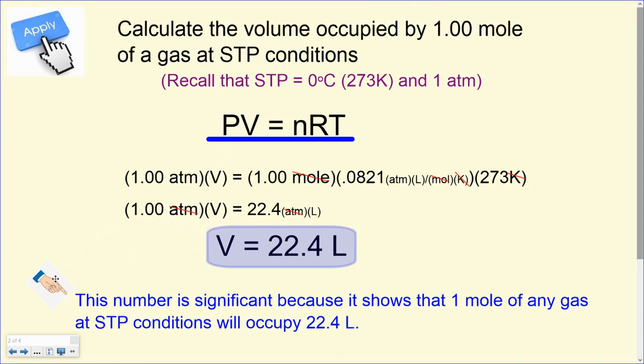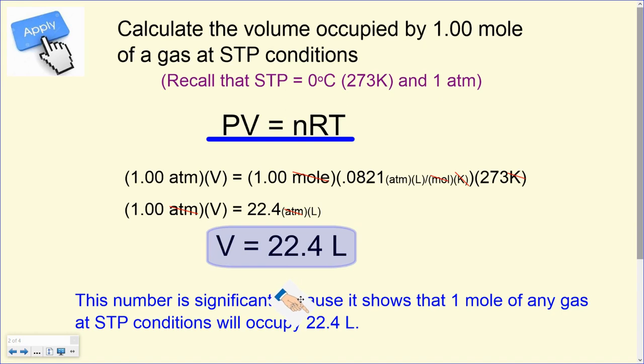This number is significant and is going to be very helpful for us next week when we go back to doing stoichiometry involving gases. So no matter what the gas is, if that gas is at STP conditions, 1 mole of it is going to always occupy 22.4 liters, always. Again, I repeat, 1 mole of any gas at STP conditions will occupy 22.4 liters. You're like, well, how is that useful? Let me give you a quick sneak preview.